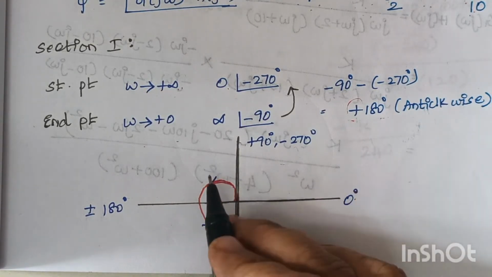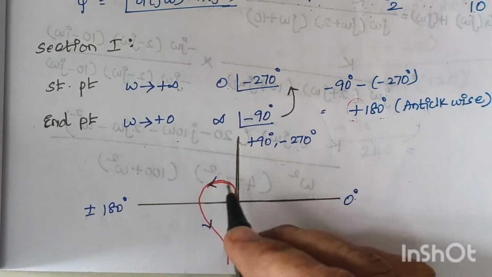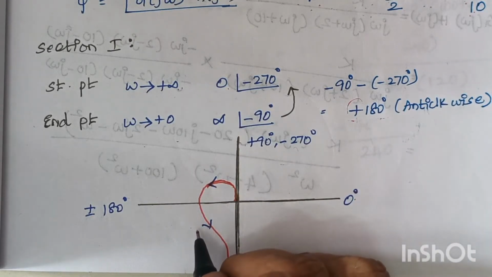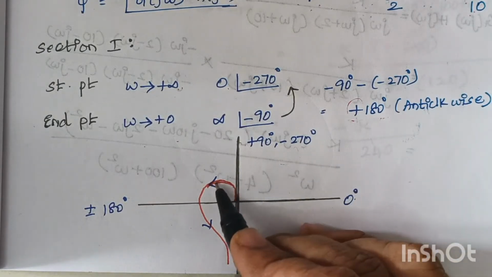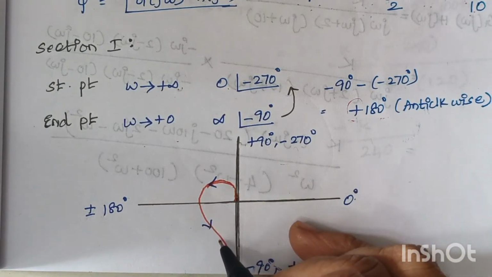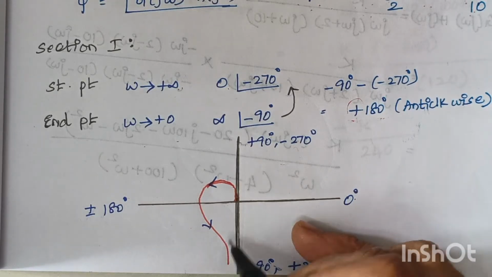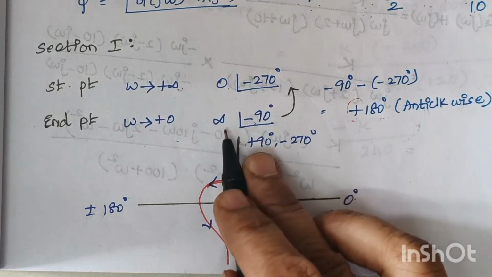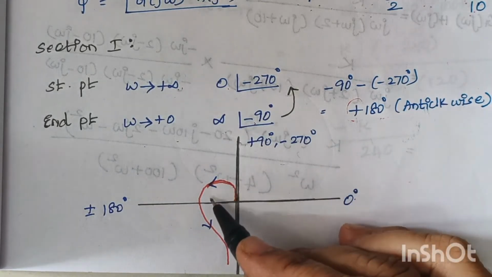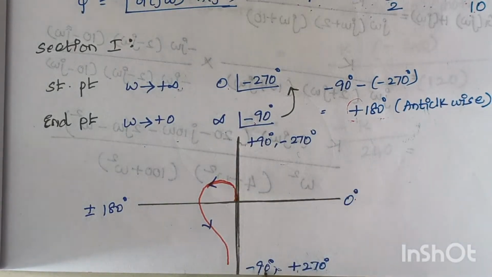This one quadrant covers 90 degree and this quadrant covers another 90 degree. So totally 180 degree. So here you see it starts here, it moves here and it again moves here. Where is it ending? It is ending at the minus 90 degree line and it ends at infinity. Here is minus 90 degree and somewhere it will be ending here at infinity, right? So this is our section 1.